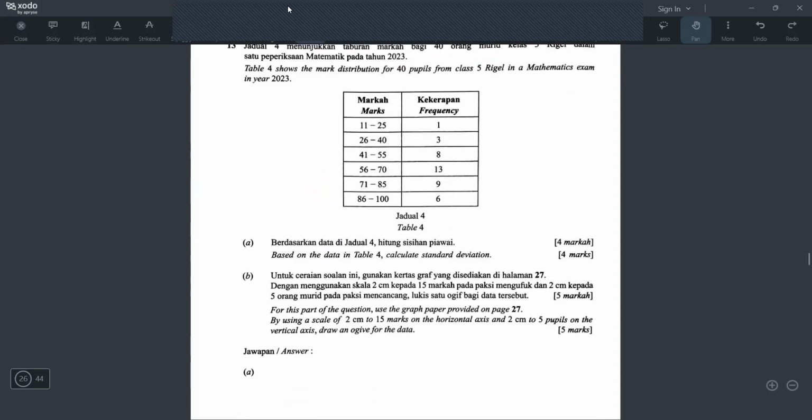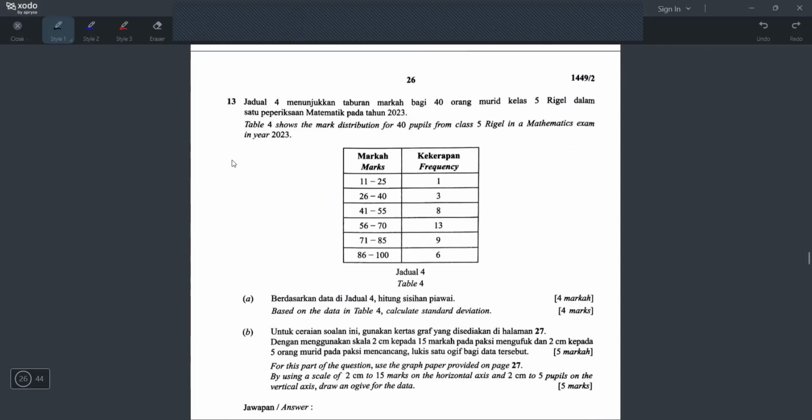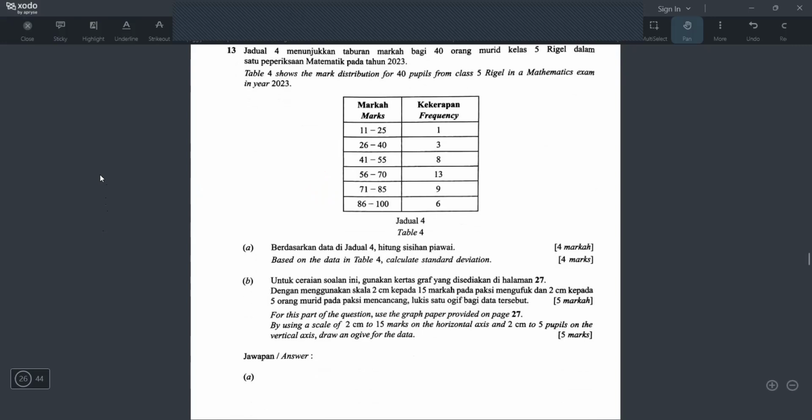Let's continue. Okay, number 13 is a graph question. Yeah, you need graph paper for this, right? And this is under which chapter? Measures of dispersion, and it's a group data. Okay, because there is class here. When you see class, it means it's a group data. Okay, let's read the question.